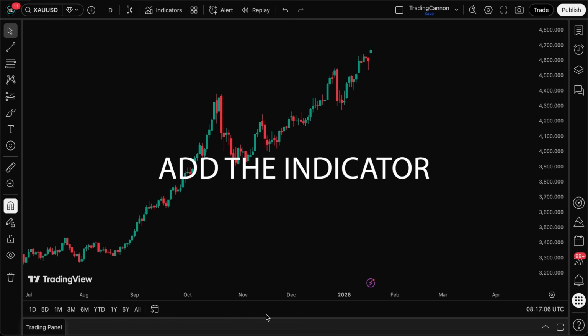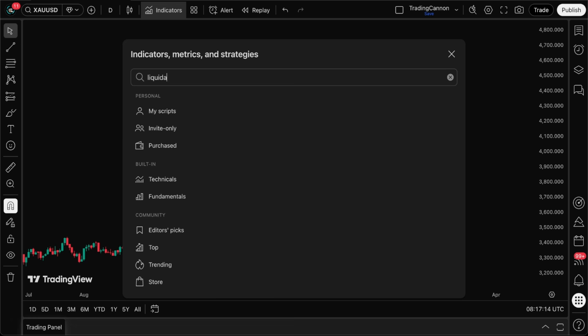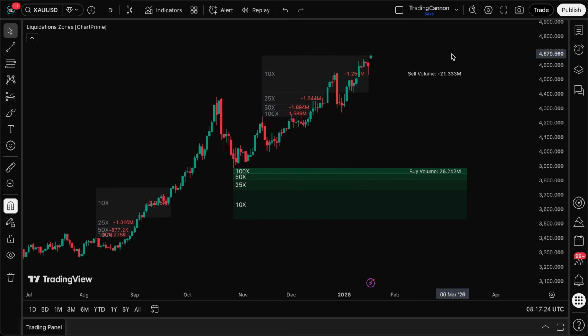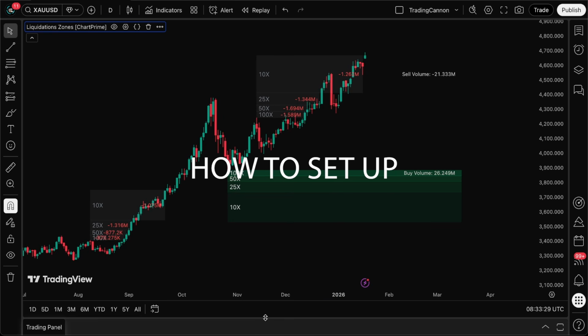Add the indicator. All right, let's get it on your chart. Head over to TradingView, click the Indicator button, and search for Liquidation Zones Chart Prime in the Indicators menu. It's free to use. Add it to your favorite chart. How to set it up on TradingView. Once added, click the Settings gear icon.